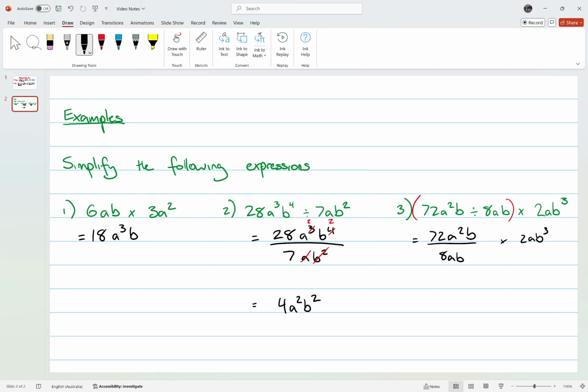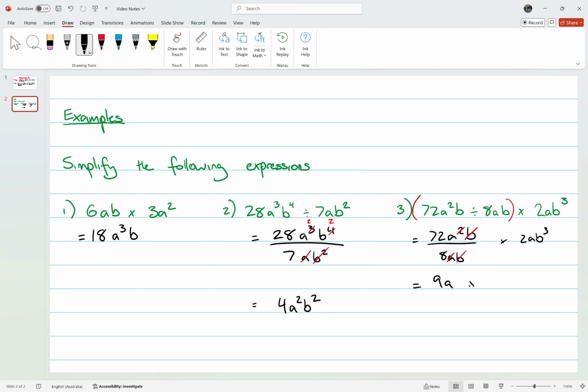All right. Now, 72 divided by 8 equals 9. So we have 9, and we cancelled out one of the a's, but not both of the a's on the top. And we also cancel out one of the b's. So this just leaves me with 9a.